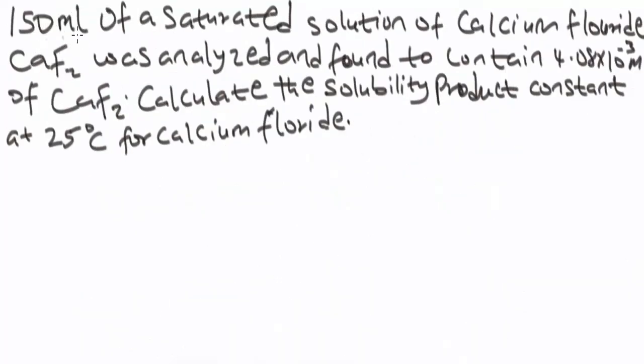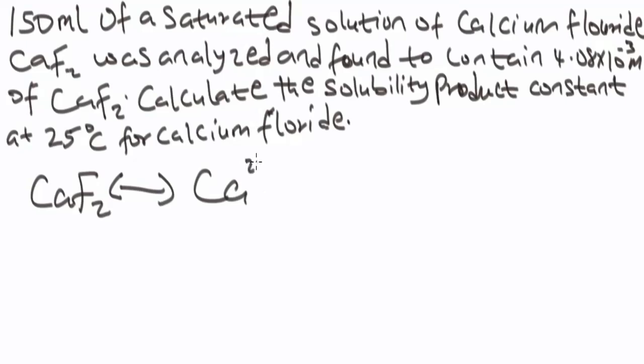Okay, let's look at this problem. It says 150 ml of a saturated solution of calcium fluoride was analyzed and found to contain this value of calcium fluoride. Calculate the solubility product constant at 25 degrees Celsius for calcium fluoride. So this is the decomposition reaction, calcium fluoride. Remember, it is in equilibrium as well. So calcium fluoride decomposes to give these ions, calcium ion, plus 2 moles of fluoride ion.